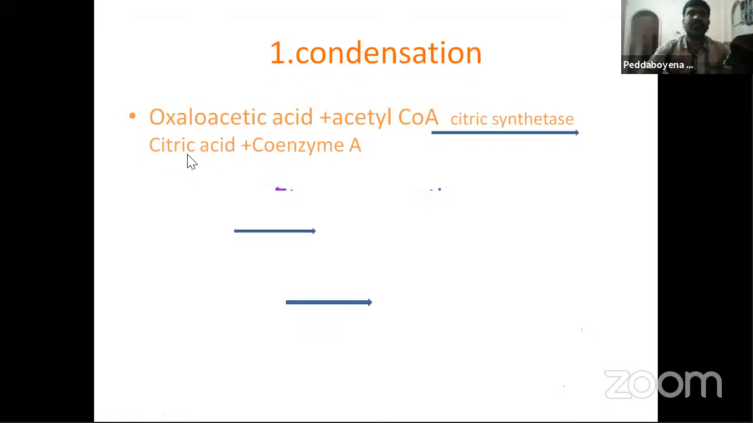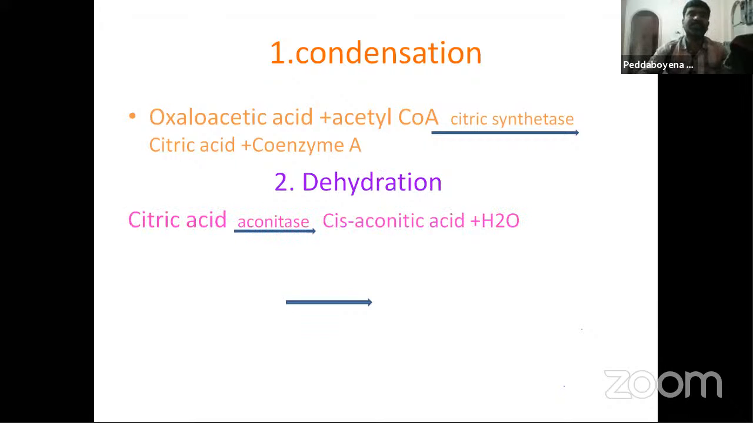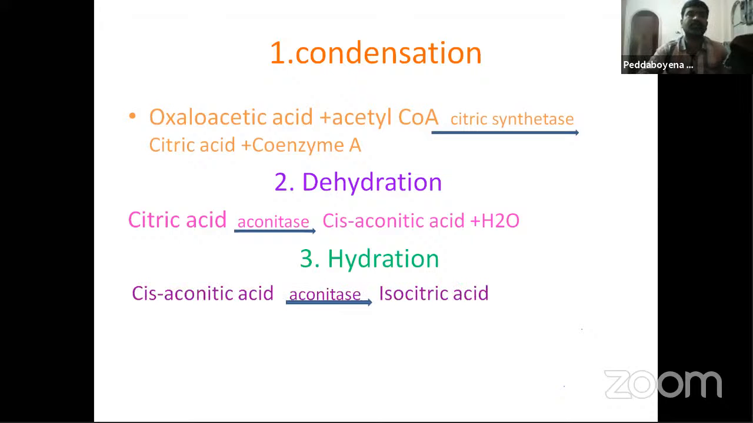After condensation, the next one is dehydration. In dehydration, citric acid is converted to cis-aconitic acid and a water molecule is removed. It is catalyzed by the aconitase enzyme. Next is hydration. In this reaction, catalyzed by aconitase, cis-aconitic acid is converted into isocitric acid. Observe clearly cis-aconitic acid and isocitric acid. That is important.